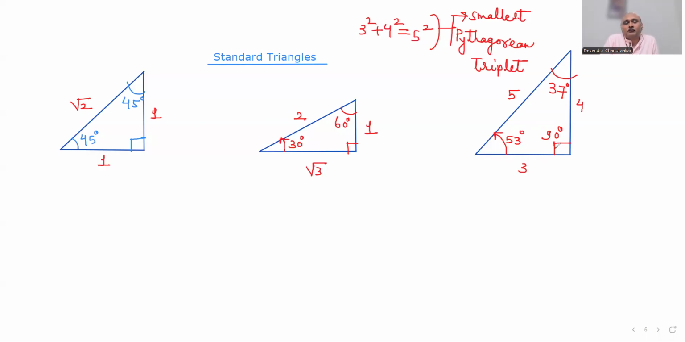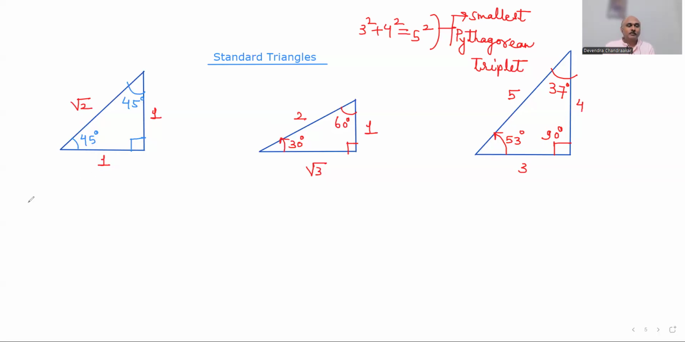So all of you understood how to name the angles and the sides. This is what you have to memorize, right? 3, 4, 5, 1, 2, root 3, 1, 1, root 2, 45 degrees, 30, 60, 37 and 53. याद करेंगे आप लोग इसको या नहीं करेंगे? ये याद रखना पड़ेगा आप लोग. Yes. ठीक है?